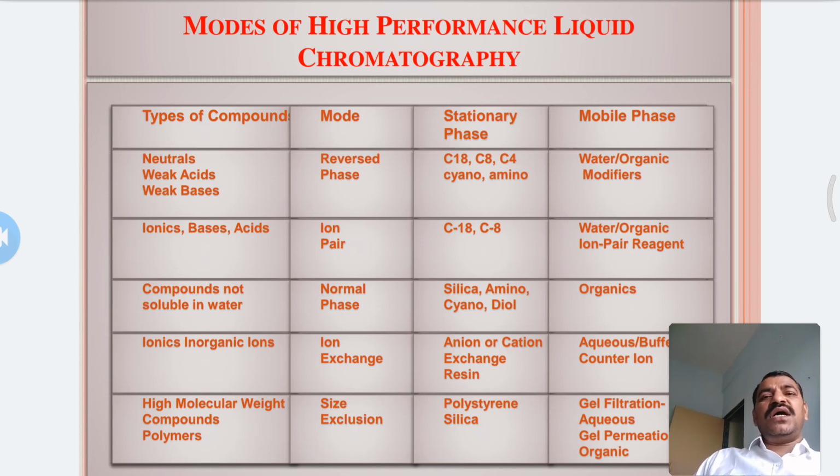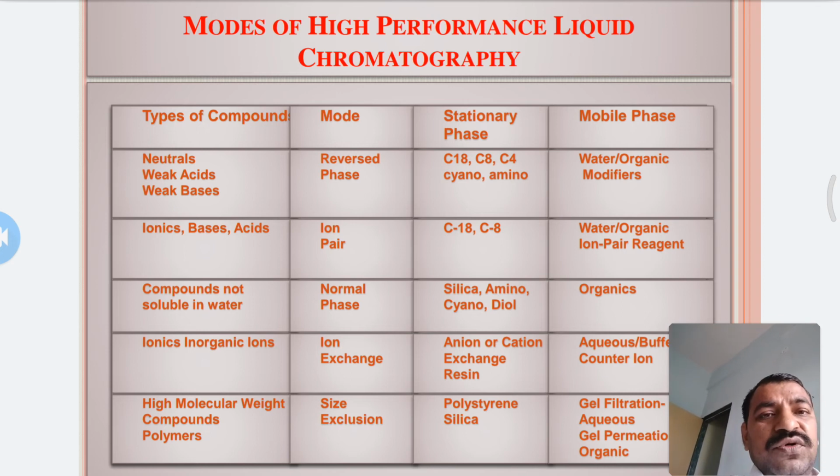When our analytes are ionic, basic or acidic, we use the ion pair mode of HPLC. The stationary phase is the same as in reverse phase, like C18 or C8. The mobile phase is similar: water and organic solvent, and sometimes ion pair reagents are also used.